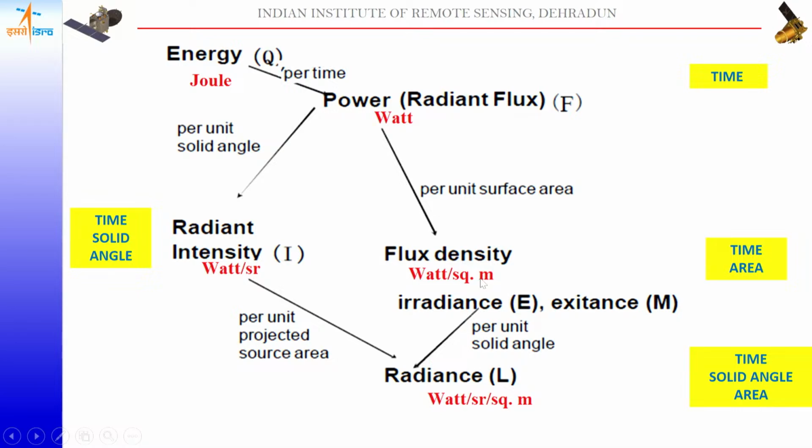Now, depending upon whether the light is incoming or outgoing, we have two terminologies. For incoming light, flux density is called irradiance. For outgoing light, this is called excitance. And for a point source, we are not concerned about the surface area, rather we talk in terms of intensity. So the radiant flux per unit solid angle is called radiant intensity. This is mostly used for point sources. And then comes the radiance, which is the flux density per unit solid angle per unit projected surface area.